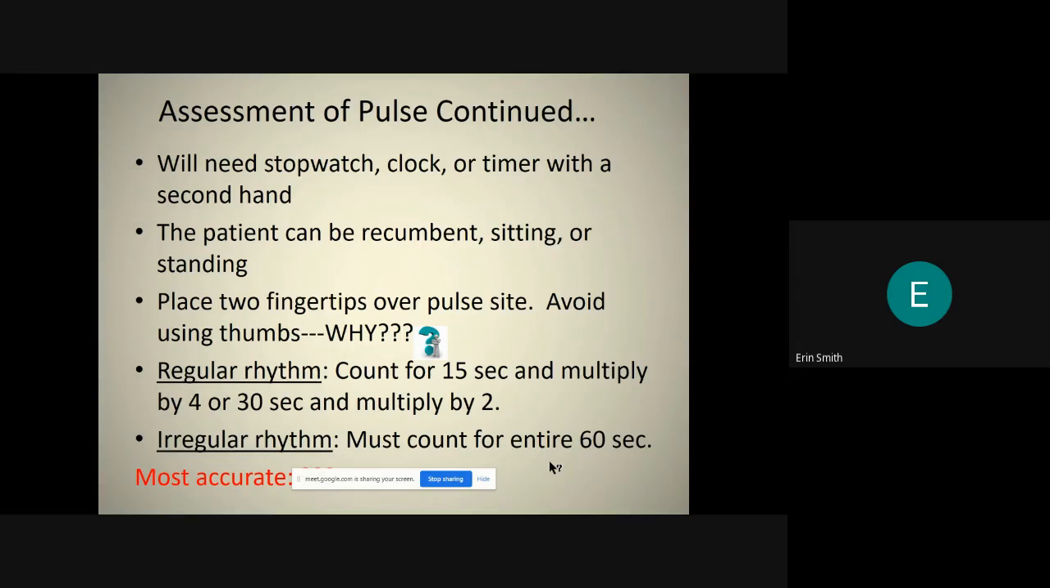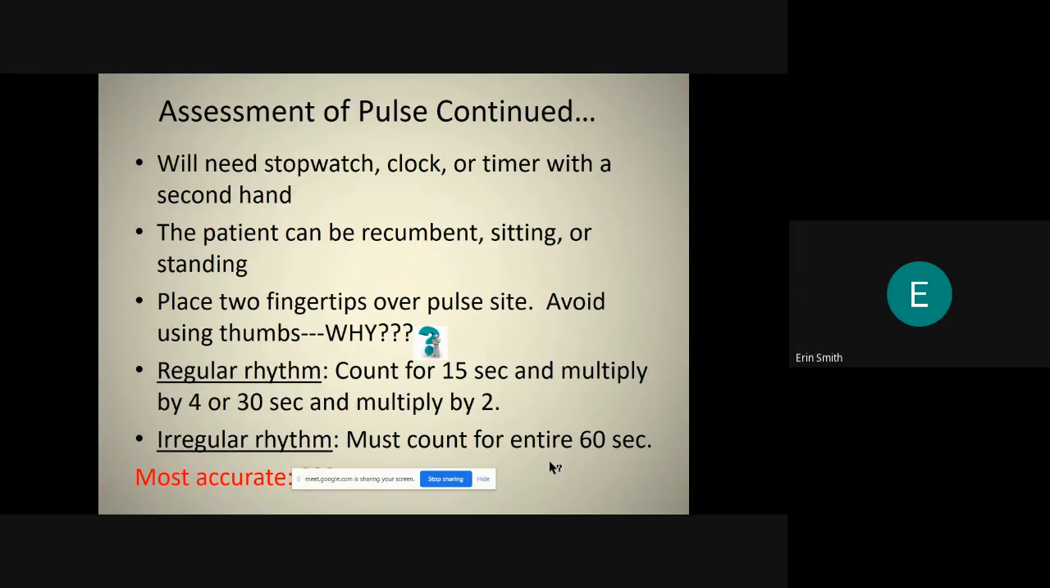If you're going to rely on a clock, make sure that you're able to see it and there's no glare on the clock when you're doing it. So again, a watch with a second hand is probably the best option. When you're taking the pulse on your patient, the patient can be sitting, they can be recumbent or standing. You want to place 2 fingertips over the pulse site, and you typically want to avoid using your thumb.